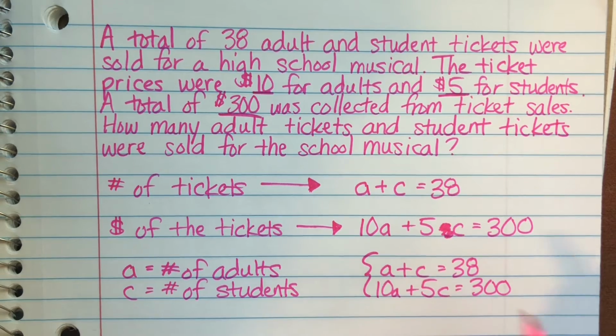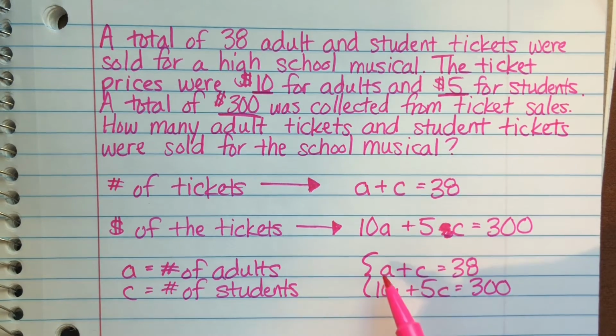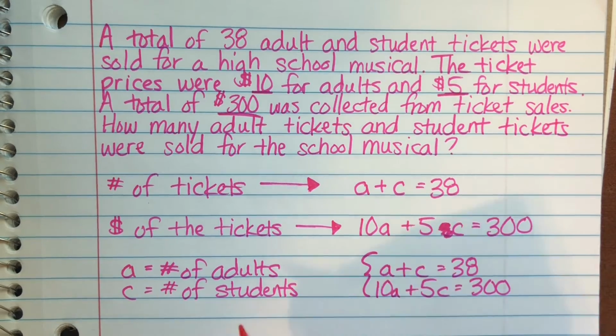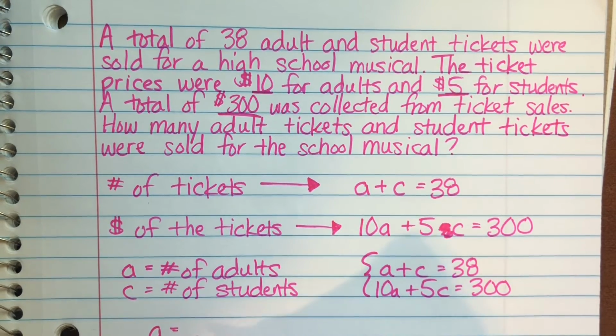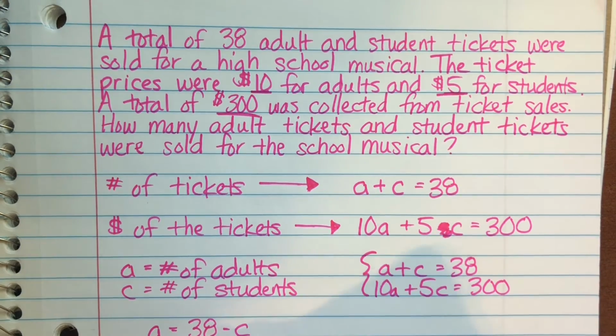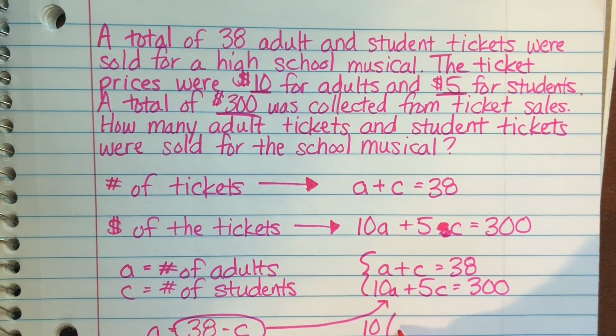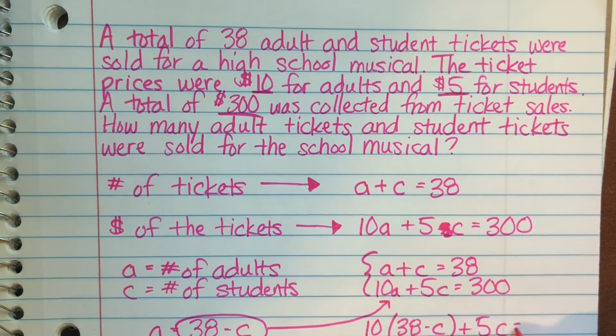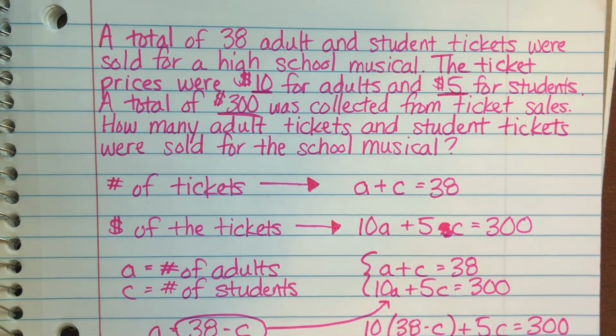So here, first of all, we're going to have to solve for a variable. And I like to solve for one of these easy ones that you're not going to have to divide and end up with weird fractions on. So I'm going to solve for A. I'm going to subtract C from both sides. So this will be 38 minus C. Now I'm going to take this, which is the same thing as that first equation, just in a different form, and I'm going to plug it in right here for A. So this will be 10 times the whole thing, 38 minus C, plus 5C is equal to 300.